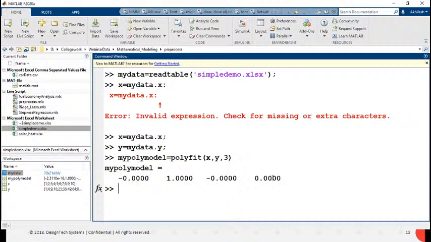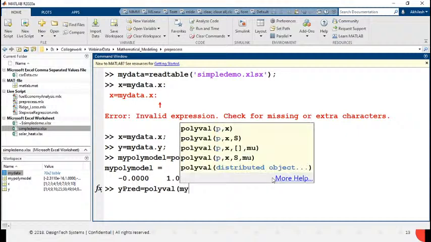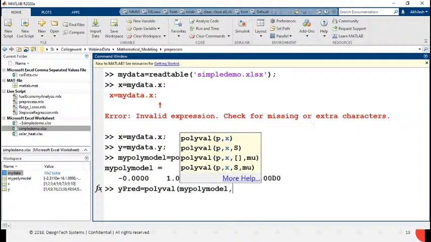Now I want to predict new data or densify my data. So in this case, what we can do here, I am going to predict and I am going to save it as ypred. We use polyval, meaning polynomial values, on my model. So polyval, and what is my model? Model is poly model. I want to predict from 0 to 20, and the step size I am going to give is 0.1.